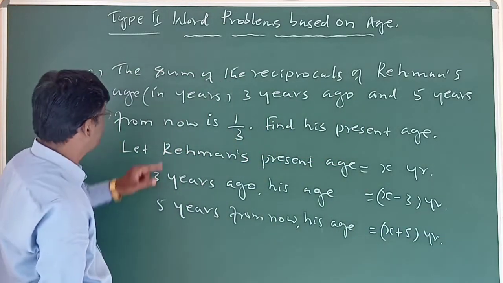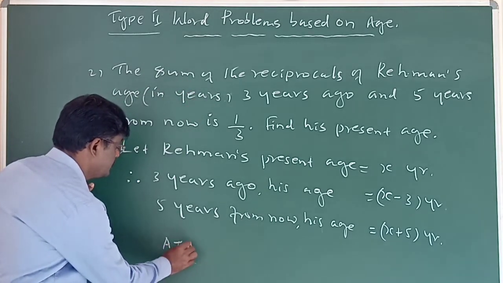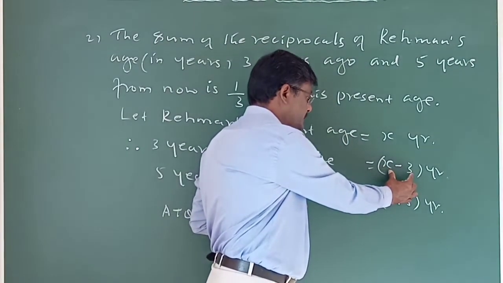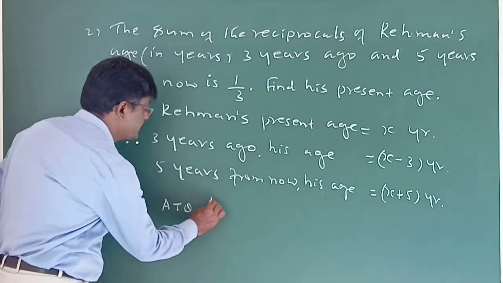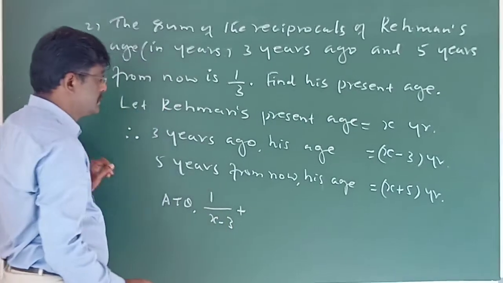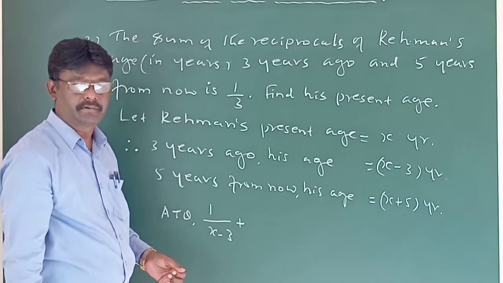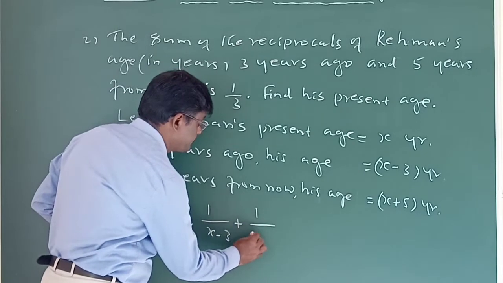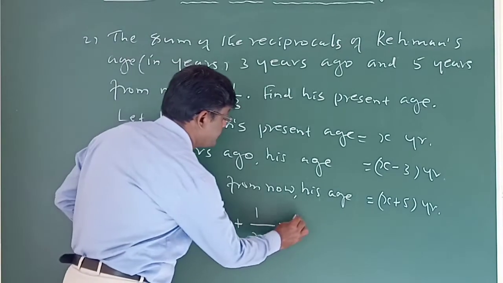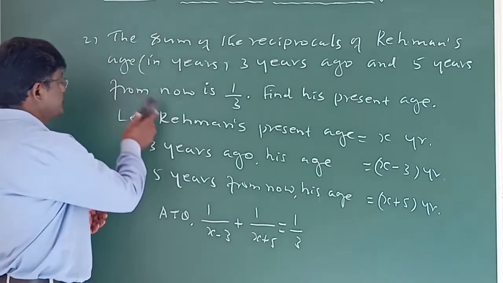According to the question, the sum of the reciprocals. What is the reciprocal of x minus 3? 1 by x minus 3. Sum, put plus. And x plus 5: what is the reciprocal of x plus 5? It is 1 by x plus 5, equal to what? 1 by 3. Now we have to reduce this into the standard form.